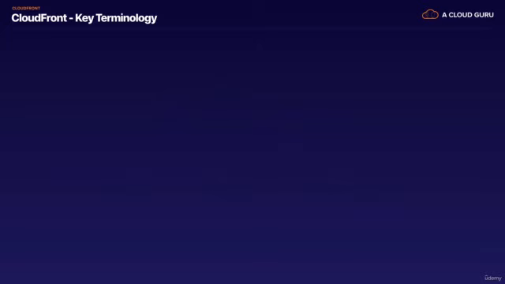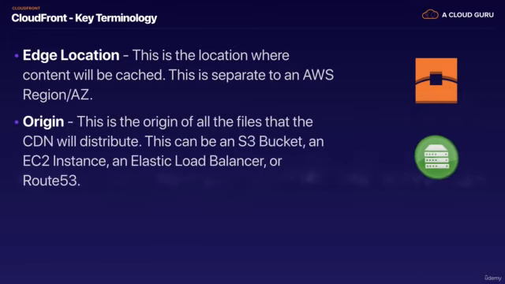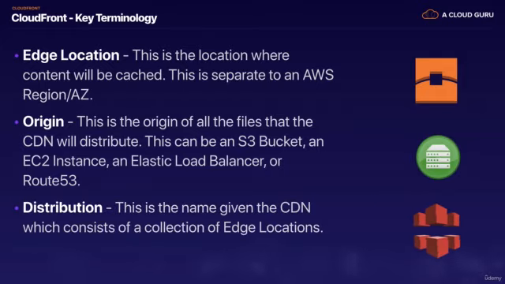Before we explore what CloudFront is and how it works, we need to understand some key terminology. I'm going to start with edge location. I'm sure you know what an edge location is by now, but let's just explain it. This is a location where content is going to be cached, and it is separate to an AWS region or availability zone. An origin is the origin of all the files that the CDN will distribute. This could be an S3 bucket, an EC2 instance, an elastic load balancer, or even Route 53. In the next lecture, we're going to use an S3 bucket as our origin.